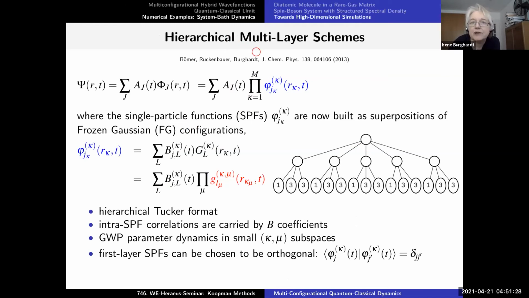Now, I mentioned that we use these multi-layer schemes. So actually there's a lot of sophistication in the construction of these approximated wave functions. So to go to a large number of degrees of freedom, we actually re-express these configurations in terms of single particle functions, but the single particle functions are in turn expressed in terms of sums of a configuration. So in this case, sums of Gaussian type configurations. So we generate actually these trees, these hierarchical trees that the mathematicians actually call a hierarchical Tucker format.